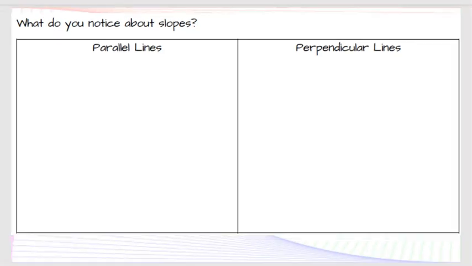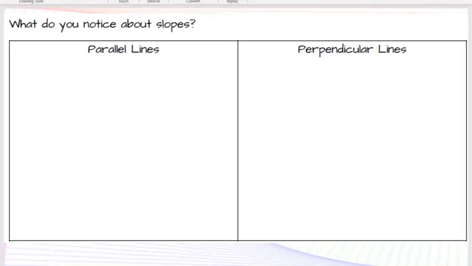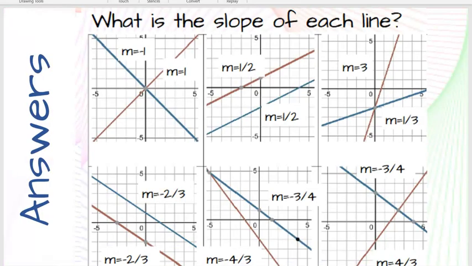All right, so now that you've done that, let's go back and check our answers. So if you look on that first one, we've got the slope is -1 and 1. On the second one, where they were perpendicular, it was -1 and 1. On the second one, which was parallel, they were both 1/2. On the third, we found that they were again parallel and they were exactly the same slope.